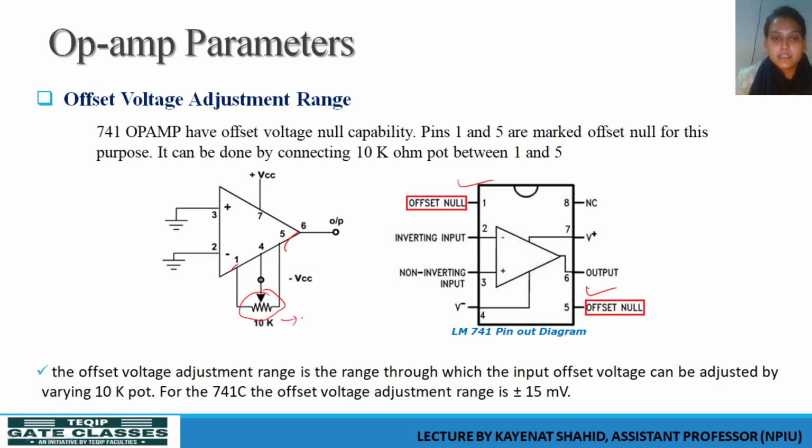And what is a potentiometer? It's a variable resistance. That means we can change the resistance value, and we can change the voltage drop accordingly. So to adjust the output offset voltage, we connect a potentiometer here. This is just an offset voltage adjustment range, and I just wanted to show you how it is done. Normally the output offset voltage adjustment happens only within the supply voltage range, and for the 741 IC the range is plus minus 15 volts.